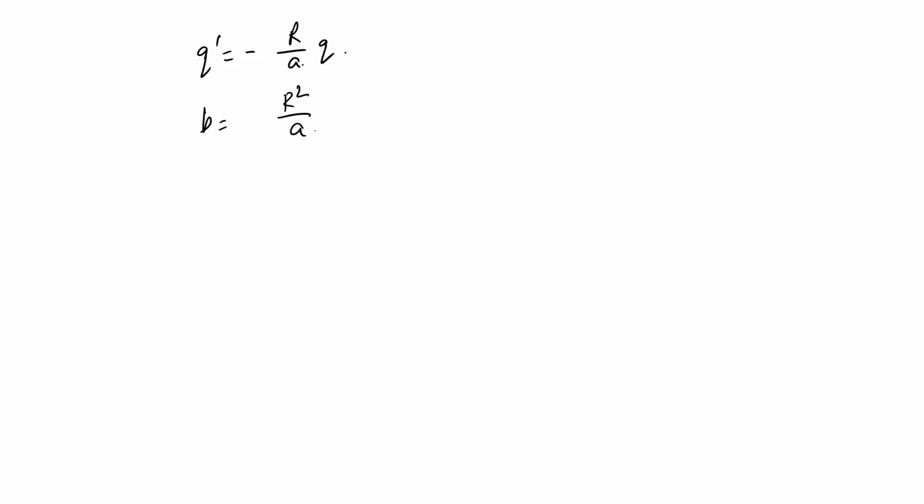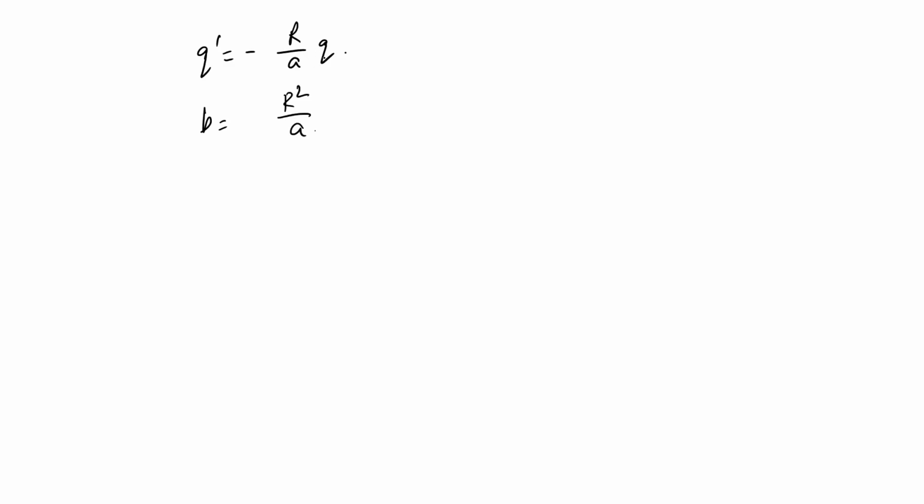q prime has a negative sign, which means the image charge inside the sphere, that imaginary charge, has an opposite sign with respect to q. And where is it located? It is located inside the sphere, that distance b is actually less than R, because a is greater than R.